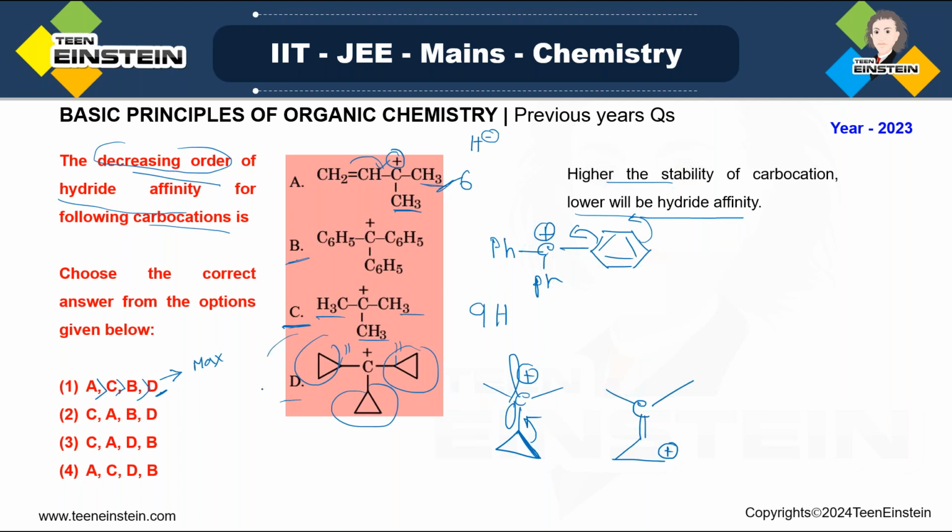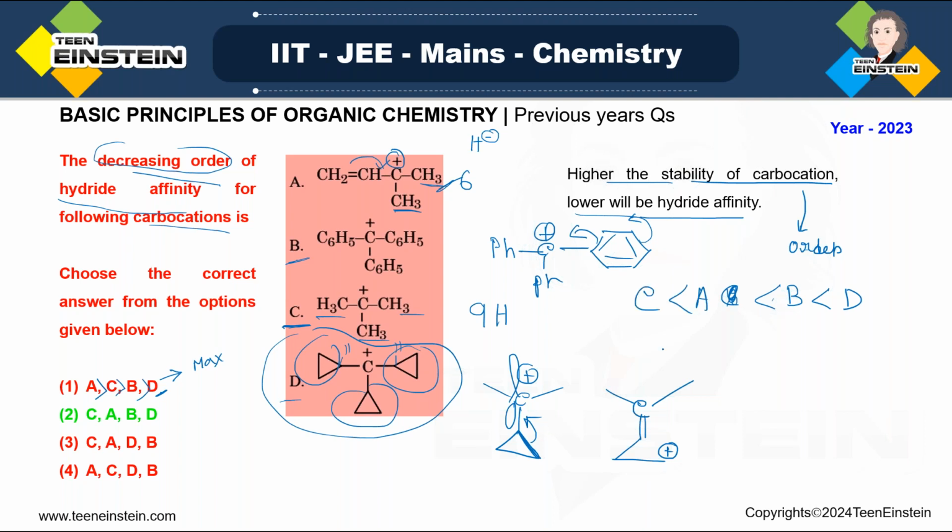So because of this special kind of stability, if we write the stability order of carbocation, maximum stable is basically D, and after D the next stability we can expect from B, where you have total 3 phenyl groups. After B the next stability will be for C, and at last position, sorry, it is not B, it is A.